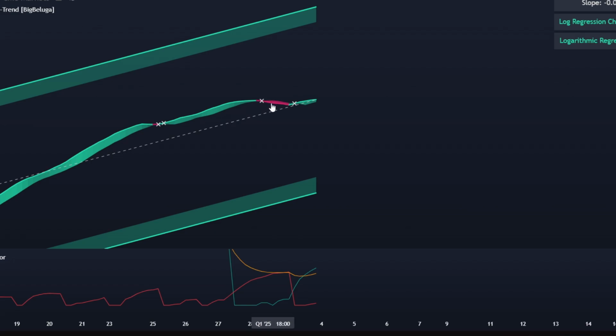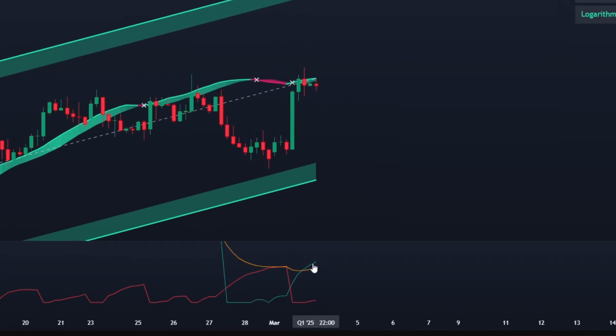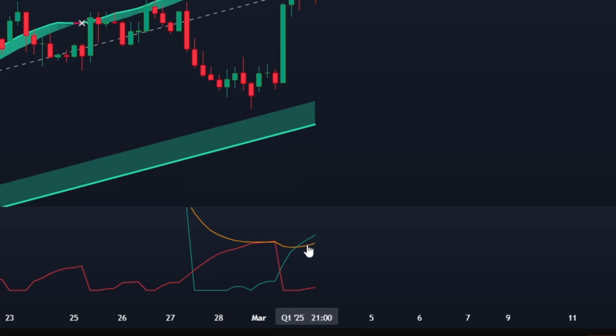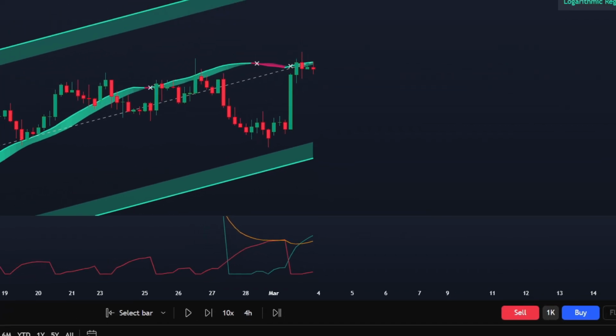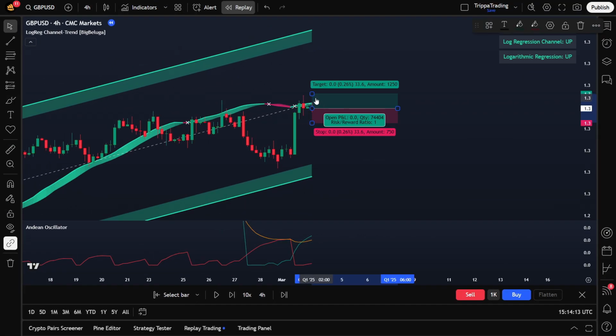The ribbon turns red here, which is our potential pullback. Then the ribbon turns back to green color. This gives us a continuation signal. Now we check the Andian Oscillator. If the green line is above the orange line at the same time, we've got confirmation. So we can open a buy position on the start of the next candle.